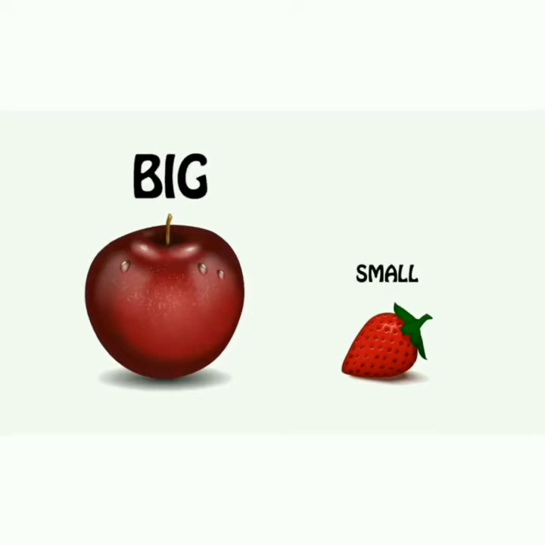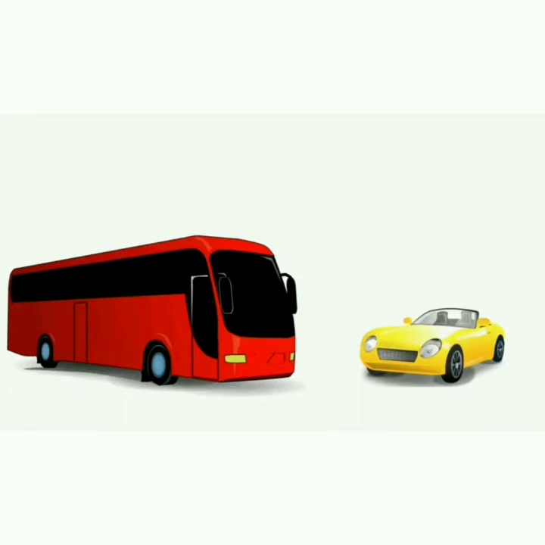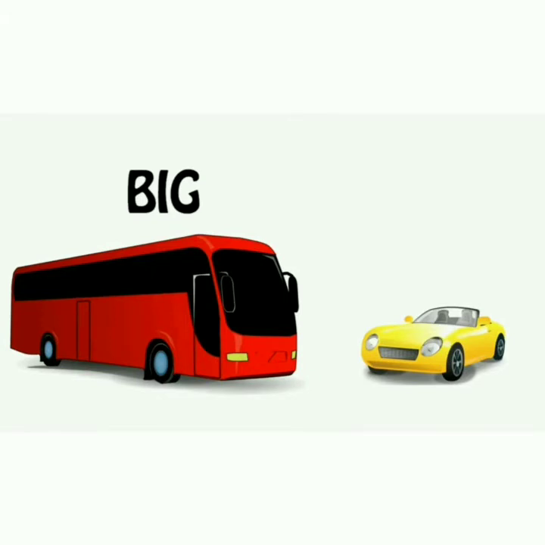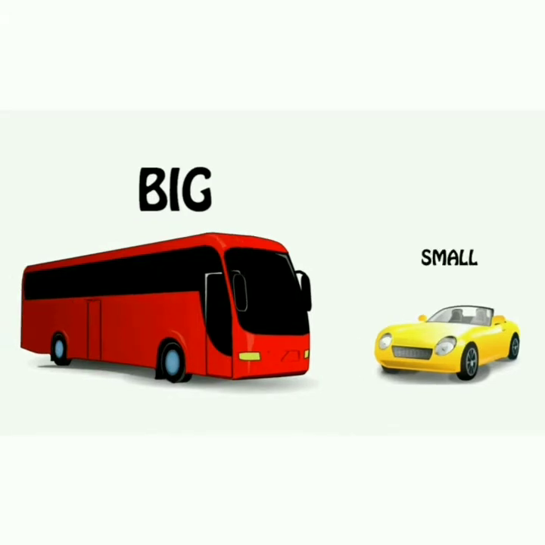So let's start. Here is an apple and a strawberry. So which one is big? Yes, apple is big and strawberry is small. So here is a bus and a car. What is big? Yes, the bus is big and the car is small.